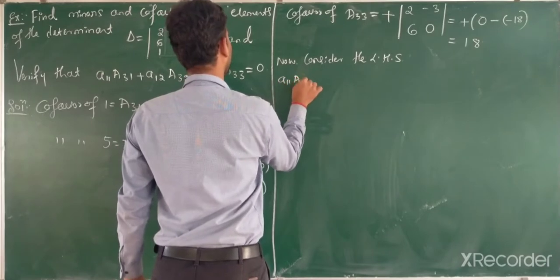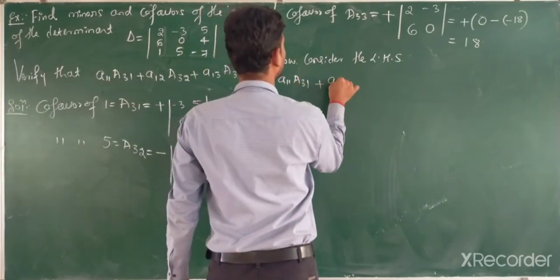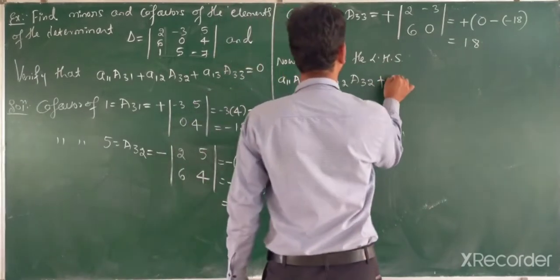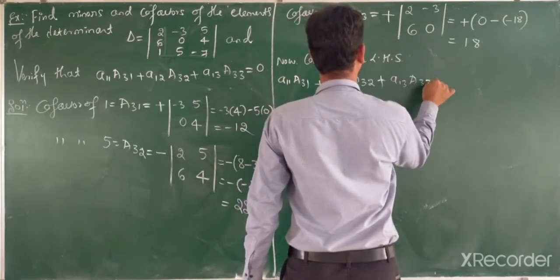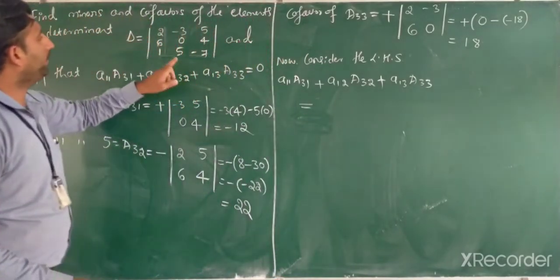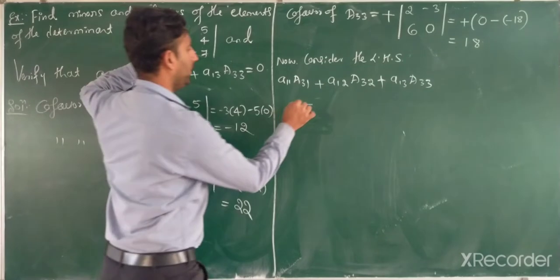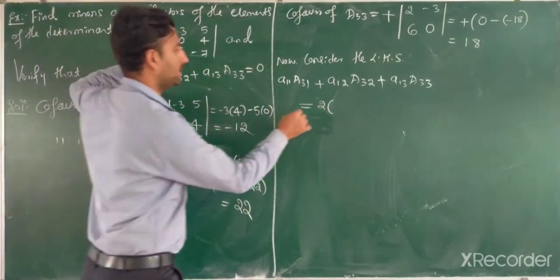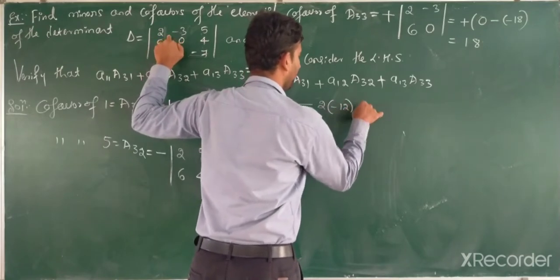A11 A31 plus A12 A32 plus A13 A33, which is equal to, what is the value of A11? A11 is nothing but 2, correct? A11 is 2. 2 into A31 is what? A31 is minus 12 plus.